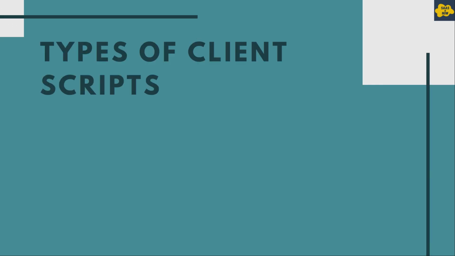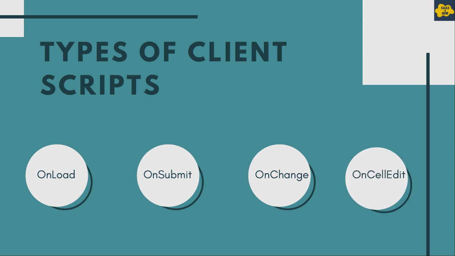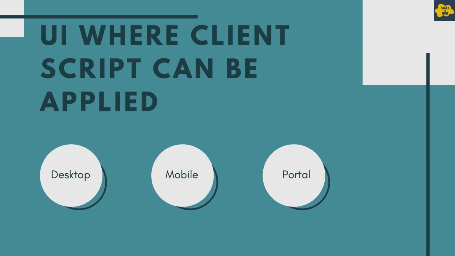Types of client scripts. There are 4 types of client script in ServiceNow: OnLoad, OnSubmit, OnChange, and OnCellEdit. These types are basically the time when client script should be running. We will talk about these different types of client scripts later in more details, individually with practical examples.